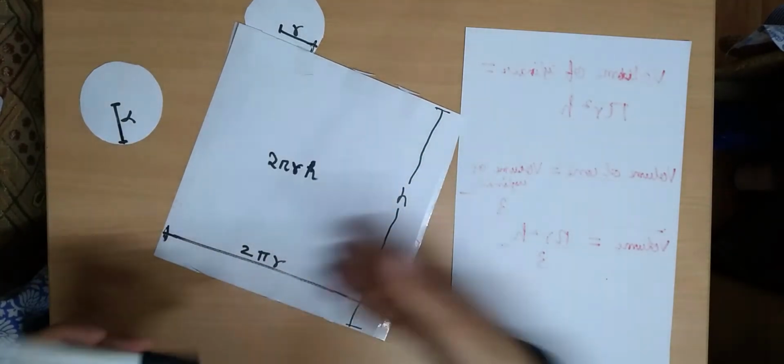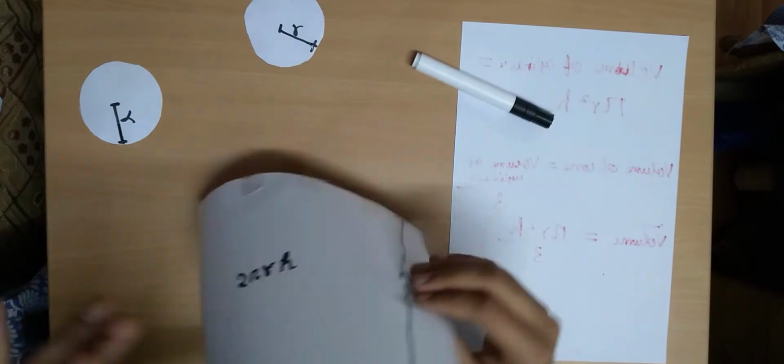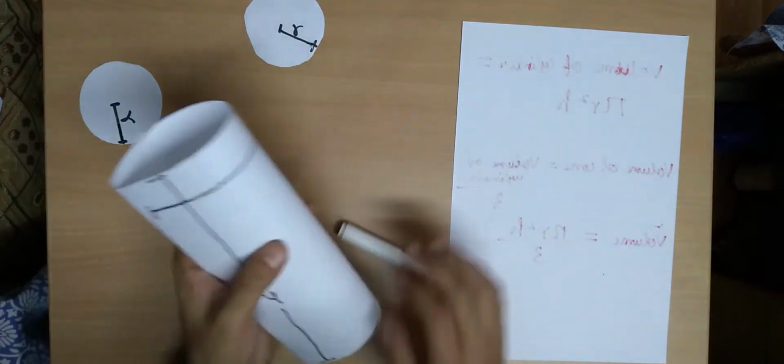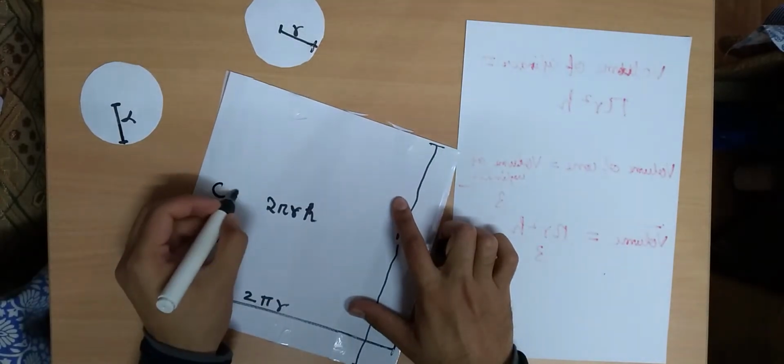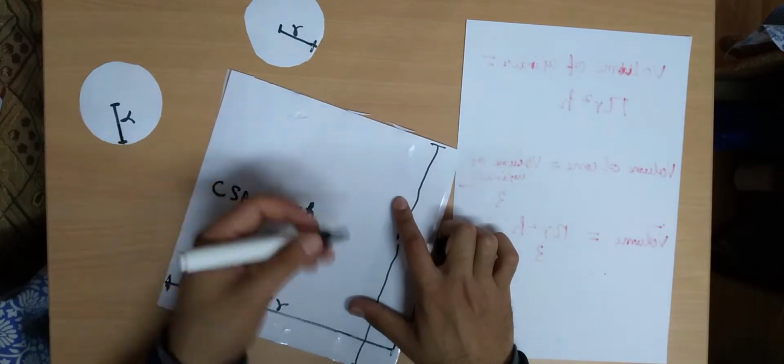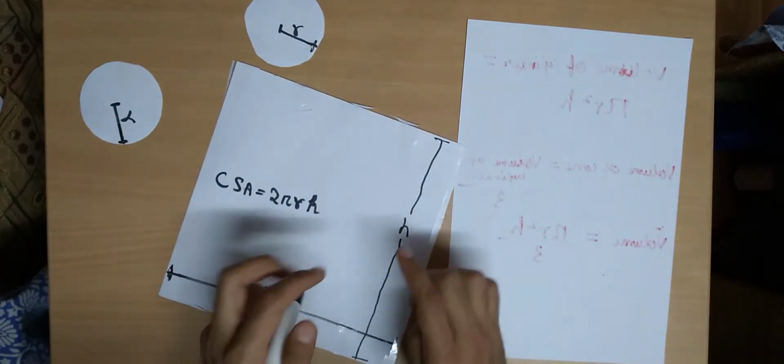And what is this surface area? Well, this is the curved surface area of the cone. So what is the curved surface area? CSA for short, curved surface area. Curved surface area of a cone is given by 2 pi r h.